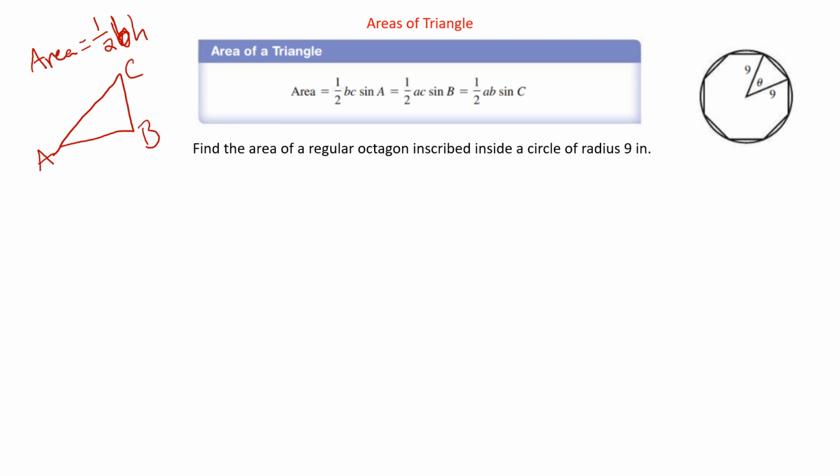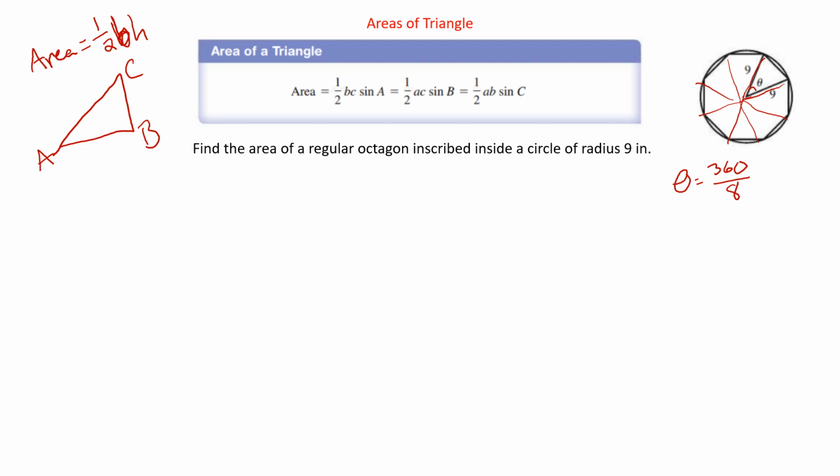So we have one of them, so we're inscribed inside a circle, so we have side length 9 and 9. The angle here, we took the full circle and we split it into 8 different pieces. So our theta here is going to be 360 divided by 8.